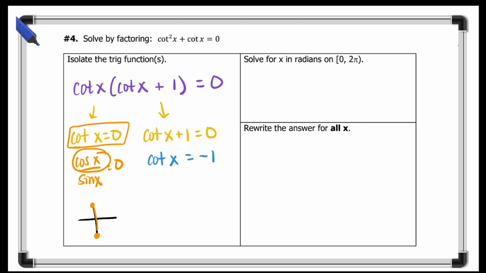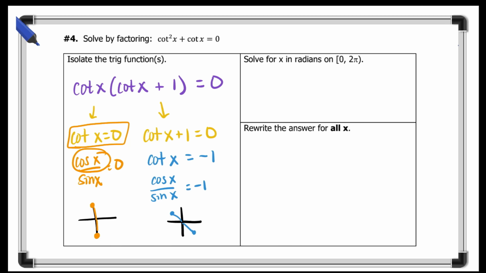Now I'm going to think about where cotangent of x is equal to -1. Again, remembering that cotangent is the same thing as cosine over sine, I want to think about where cosine over sine is going to equal -1. That means that cosine and sine have to be the same in magnitude, right? So on my unit circle, I know that cosine and sine are the same at two angles. The first one would be in quadrant number 2, and the second one would be in quadrant number 4.